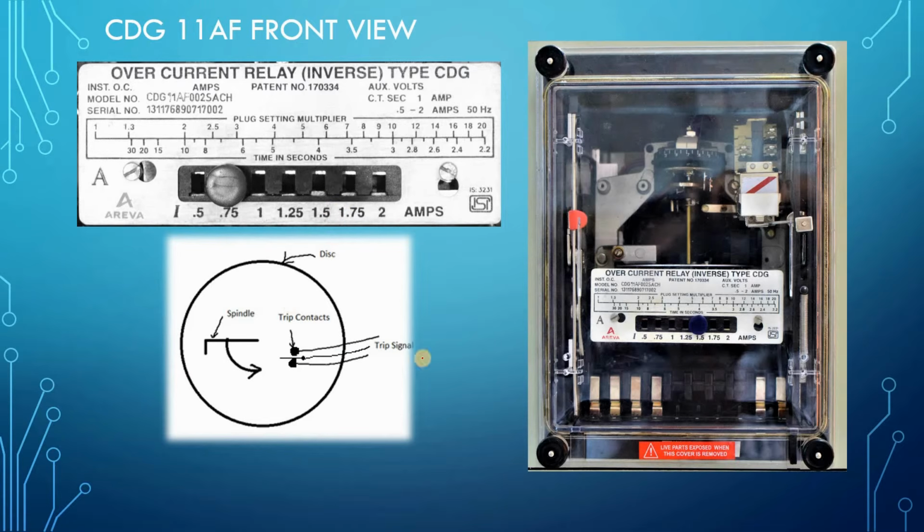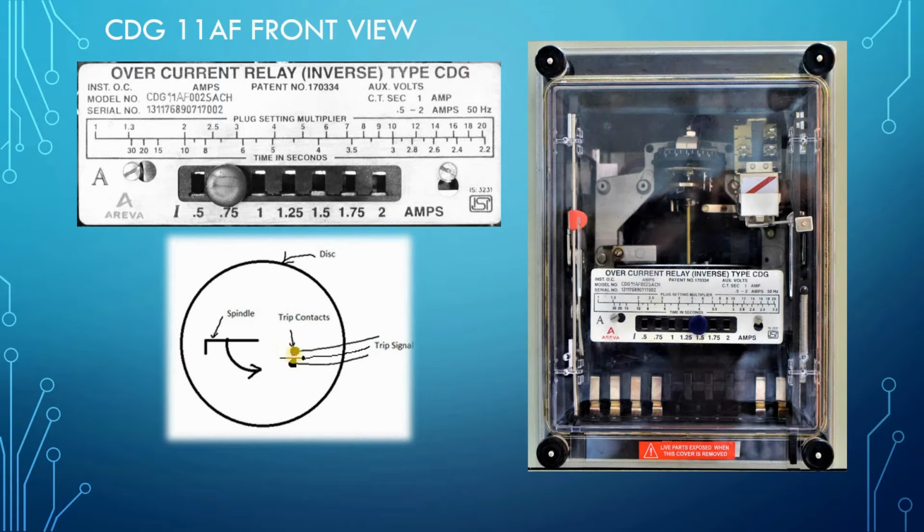So how to calculate right now the trip time? Before that, let's see if this spindle moves, what will happen? If this spindle or the disk moves, this spindle will touch this arc. This is this arc. So what is there inside?